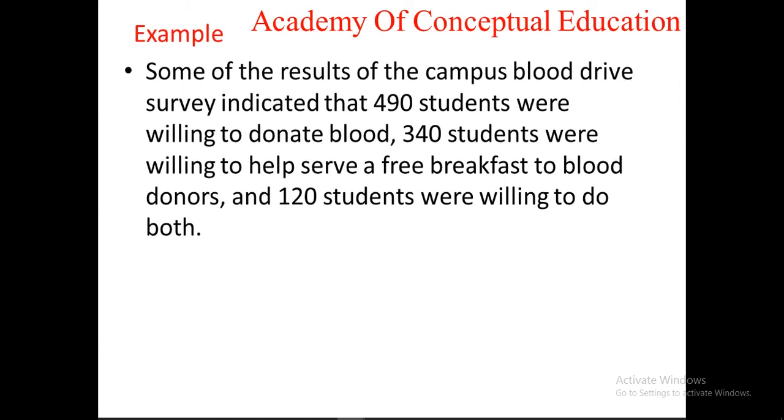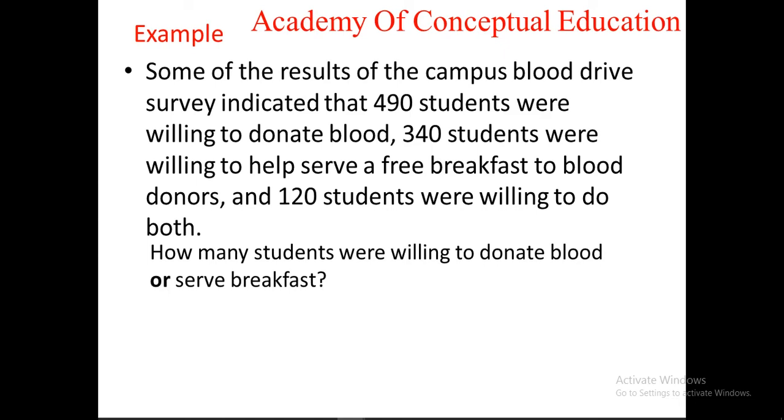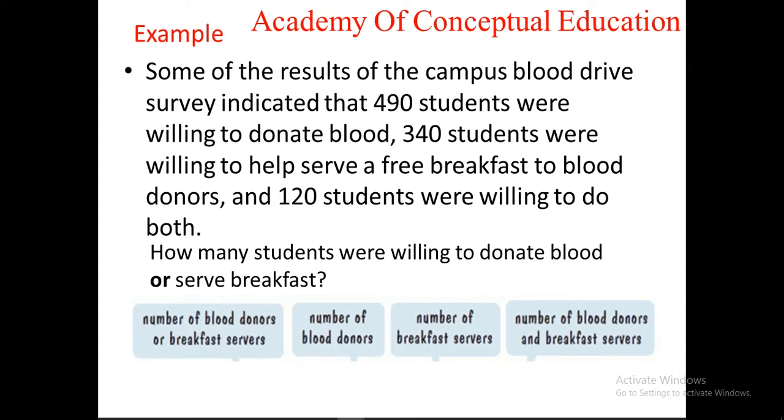Now this is an interesting example which will be discussed here. Some of the results of the campus blood drive survey indicate that 490 students were willing to donate blood, 340 students were willing to help serve a free breakfast to blood donors, and 120 were willing to do both. Now the question here is: how many students were willing to donate blood or serve breakfast? So you have to find out the number of blood donors or the breakfast servers.